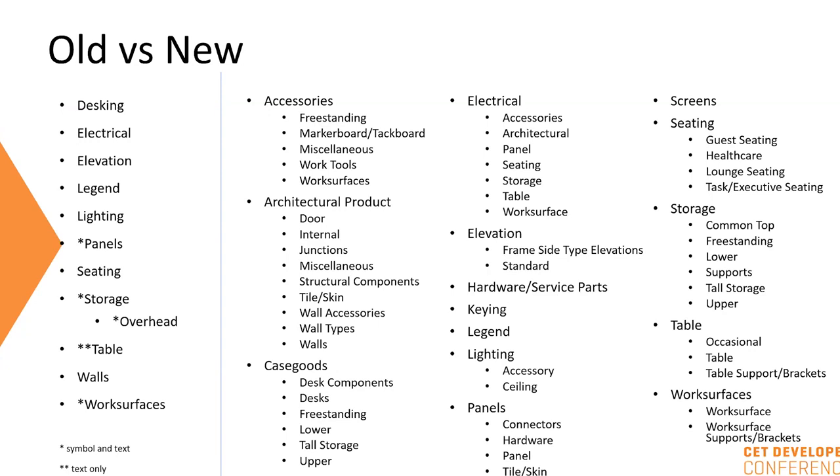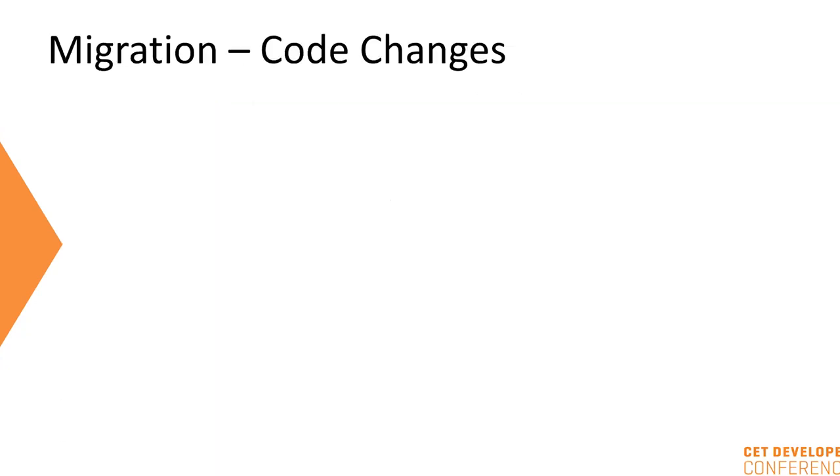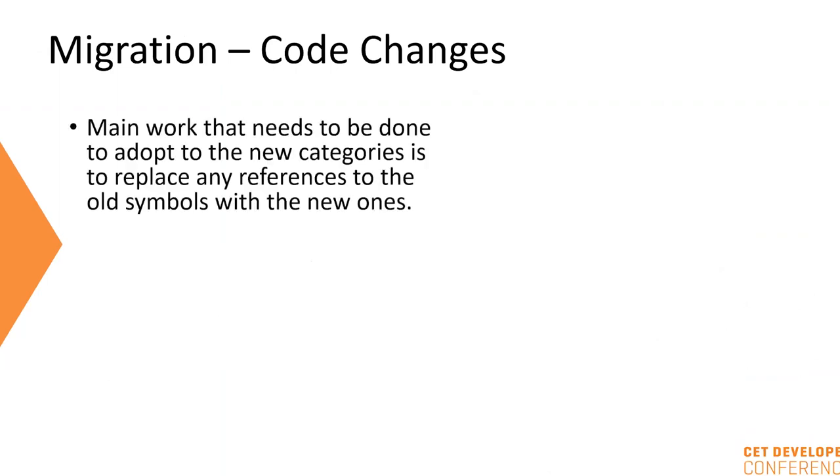And with all of these categories, we have symbol and panel number text and generic text as subcategories for all of these. So it is a lot more consistent going forward. Okay, so let's talk a bit about the code changes that need to be done.